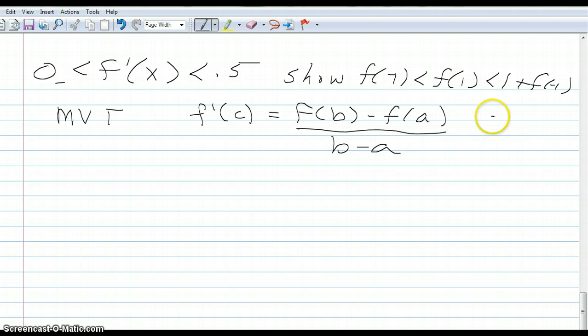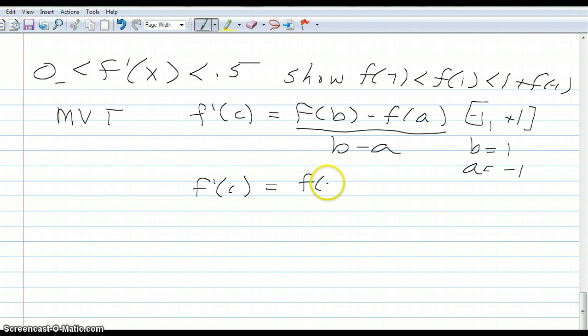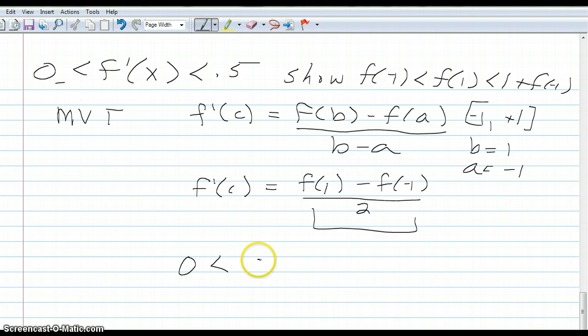So we're going to let our interval be from negative 1 to positive 1. Okay, so our b is equal to 1 and our a is equal to negative 1. This means there's some point where the derivative is equal to f of 1 minus f of negative 1 all over 1 minus negative 1, which is 2. Now, the derivative is always between 0 and 0.5. So that means this value has to be between 0 and 0.5.